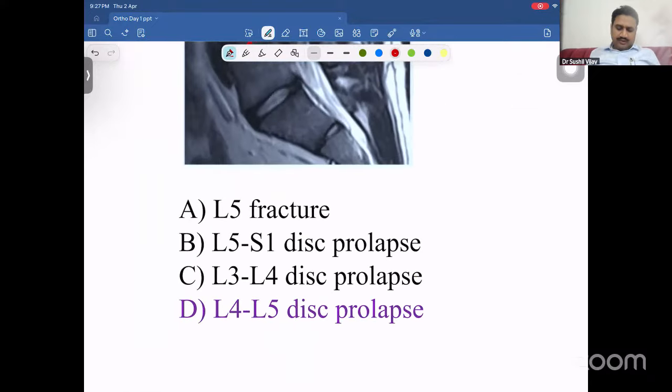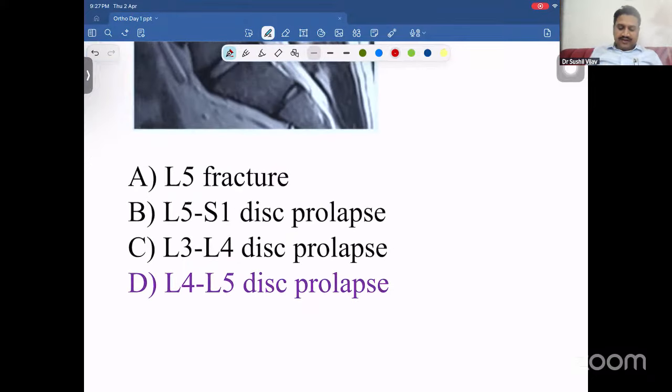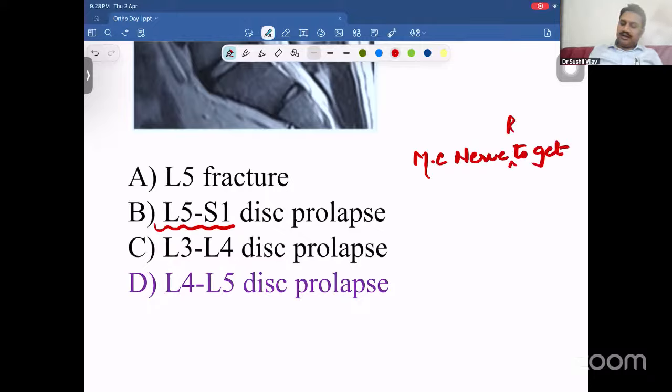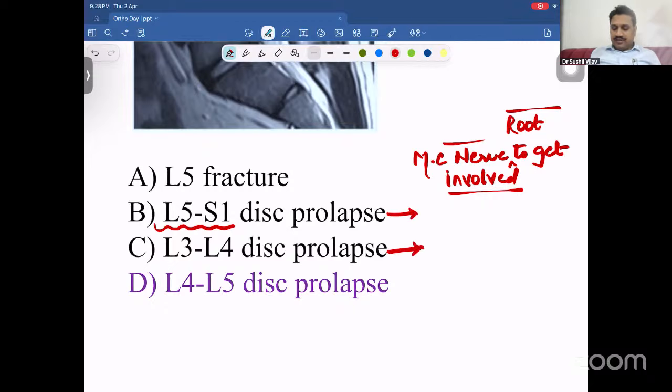अच्छा चलो मुझे क्वेश्चन का आंसर बताओ. Tell me the answer for this question. If there is L5 and S1 disc prolapse, right, the most commonest nerve root to get involved. Most commonest nerve root to get involved between L5 S1, between L3 L4, between L4 L5, बताओ कौन सी nerve होगी? Most commonest nerve to get involved between the L5S1, L3L4 or L4L5. What do you say?